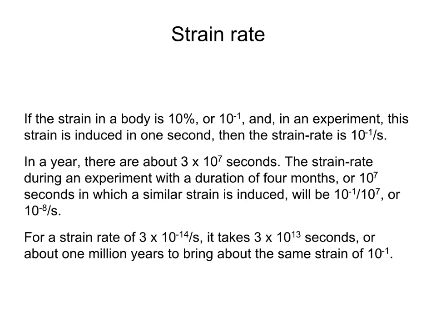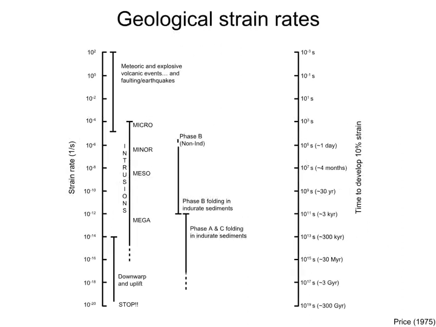Finally, for a strain rate of 3 times 10 to the minus 14 per second, it takes 3 times 10 to the 13 seconds, or about 1 million years, to reach a strain of 10 to the minus 1. This figure shows the geological strain rates. The vertical axis to the left is strain rate in 1 over second. The vertical axis to the right is the time it takes for the strain rate to reach a strain of 10%.